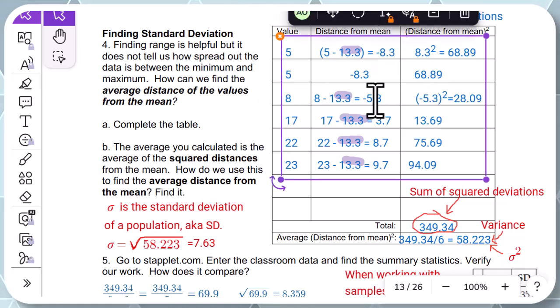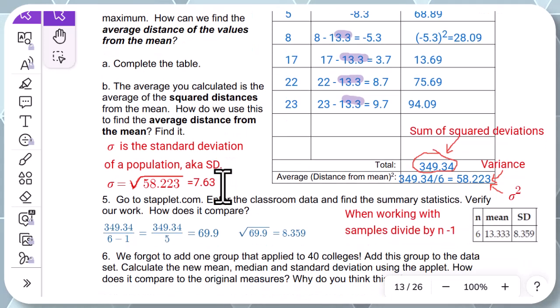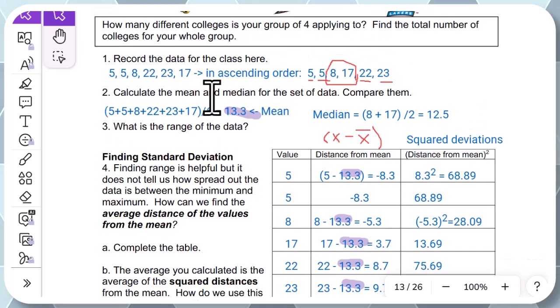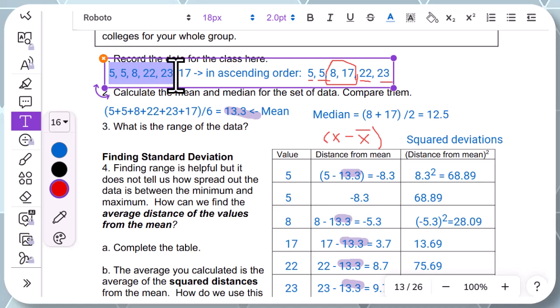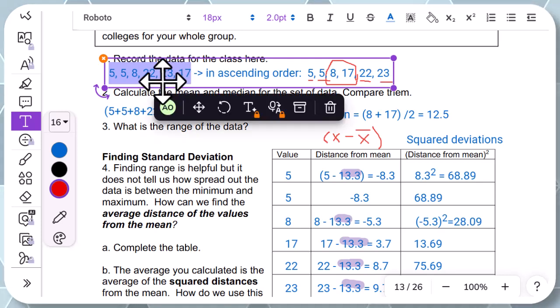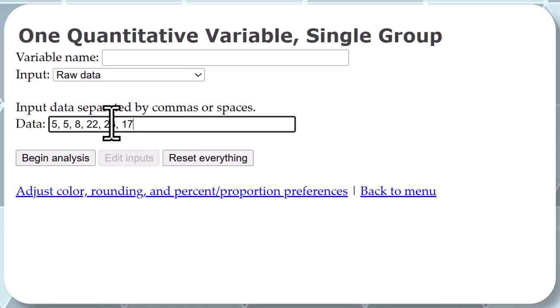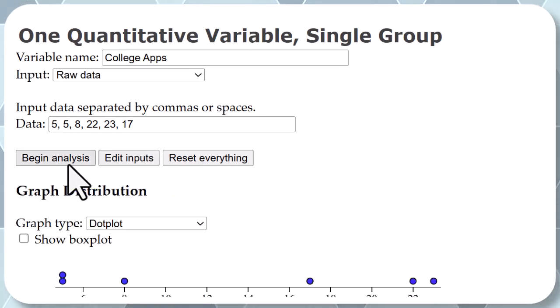If you look at these, you can see a 7 kind of popping out. It's almost like looking at the absolute value of these, and that makes sense. Now, if you go to Statlet, let me go ahead and enter the data. Let me just copy this data for a second. This is one single group of data, and it's quantitative. Put it in there. We can say college apps if we want. I like having labels. Begin analysis.